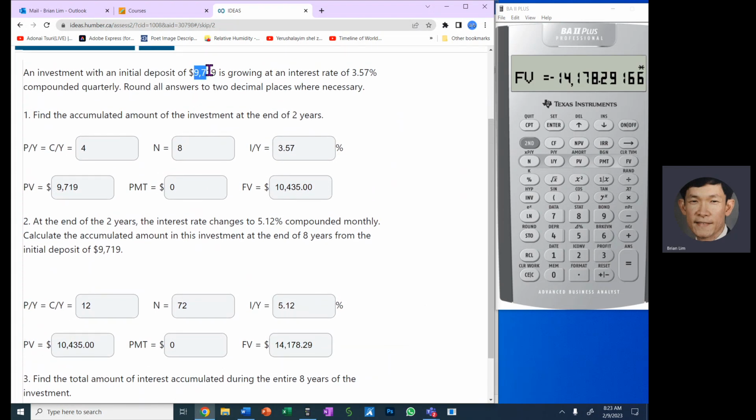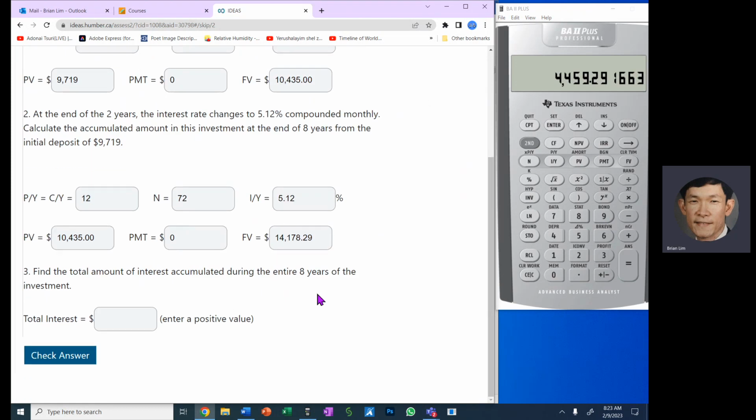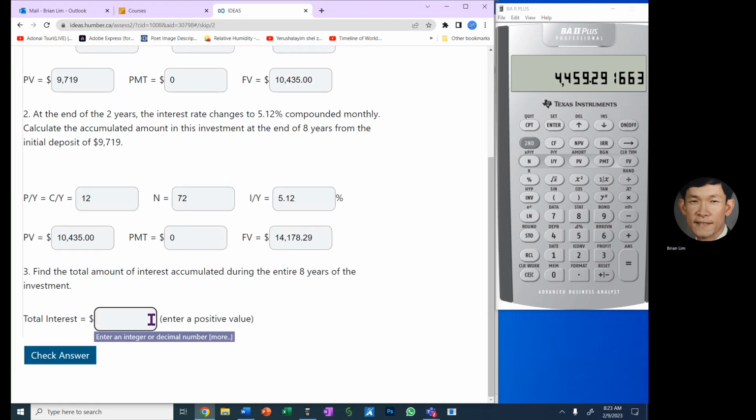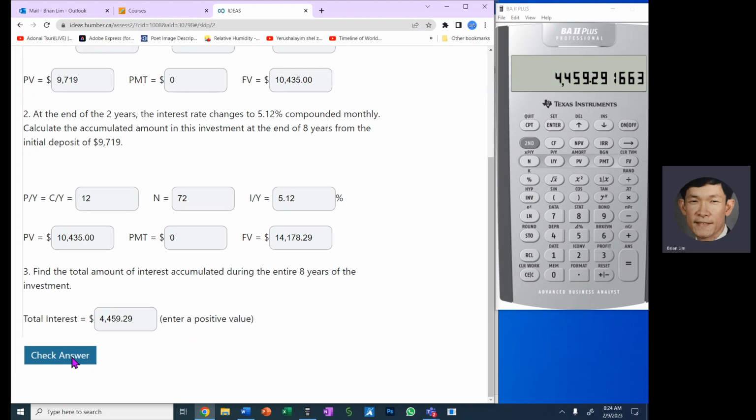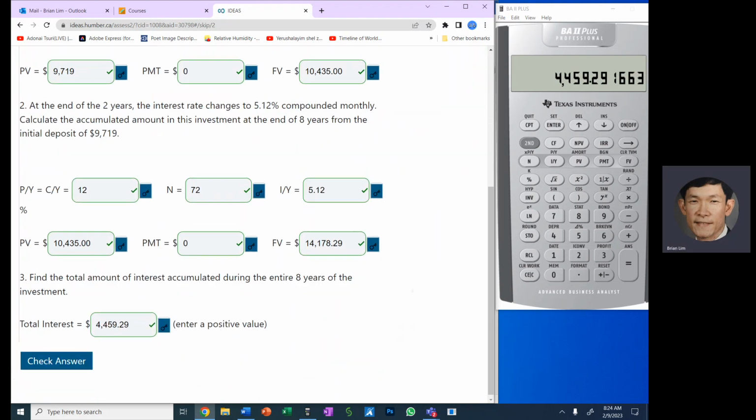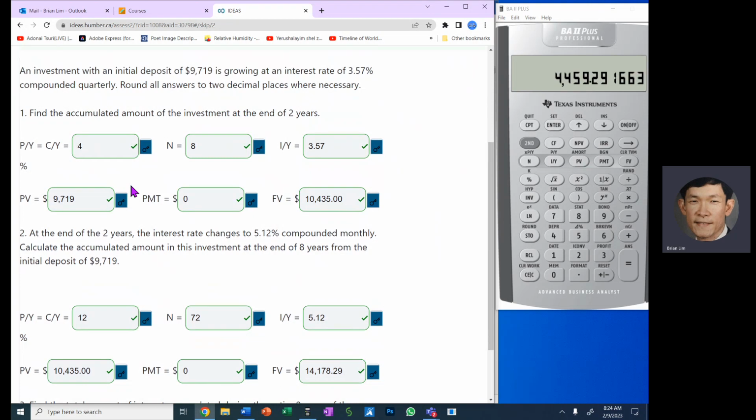Well, we started with $9,719. So we can make this future value positive, correct? And we can subtract 9,719. And the answer is $4,459.29. The total interest is $4,459.29. All right, now there we are. We got everything correct. So this is the question. It's compound interest, but there was a change of the interest rate and the compounding frequency.